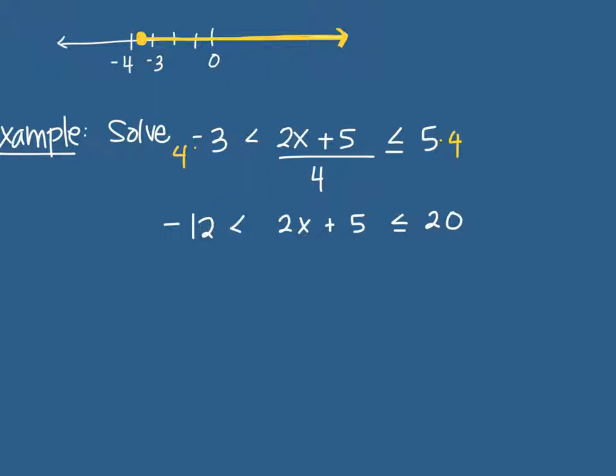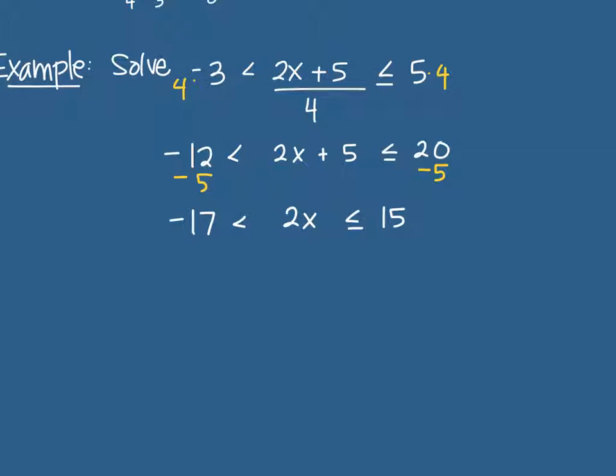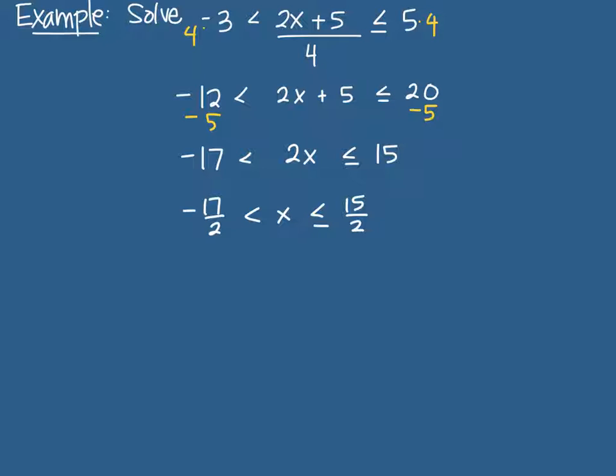Subtract 5 from the beginning and the end. So I will be subtracting 5 from the 20, and I will be subtracting 5 from the -12. That's going to give me -17 less than 2x less than or equal to 15. Then I divide. And I don't have to flip any signs again because I'm not worrying about a negative number. So I'll have -17/2 less than x, which is less than or equal to 15/2. So now we want to graph that on a number line.